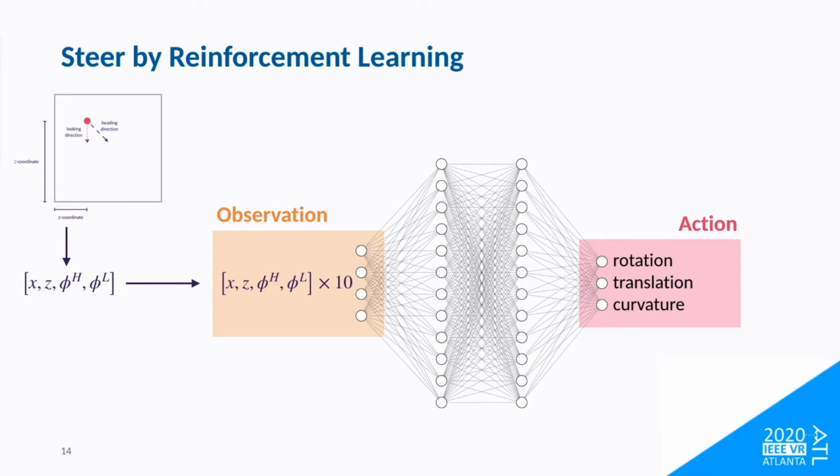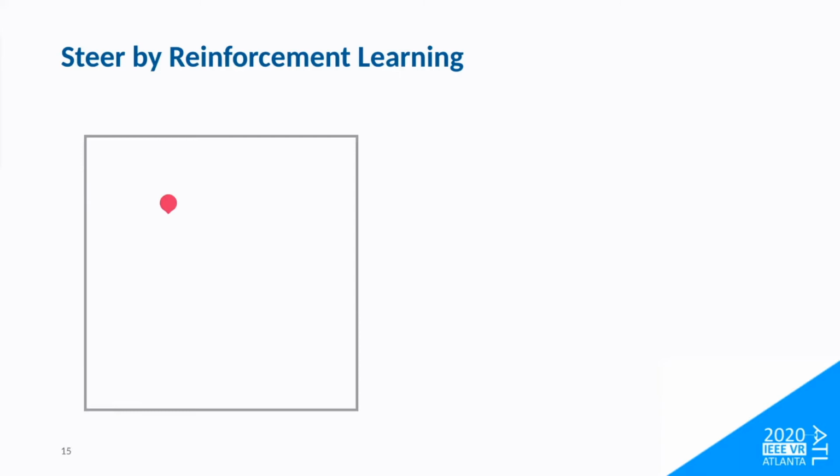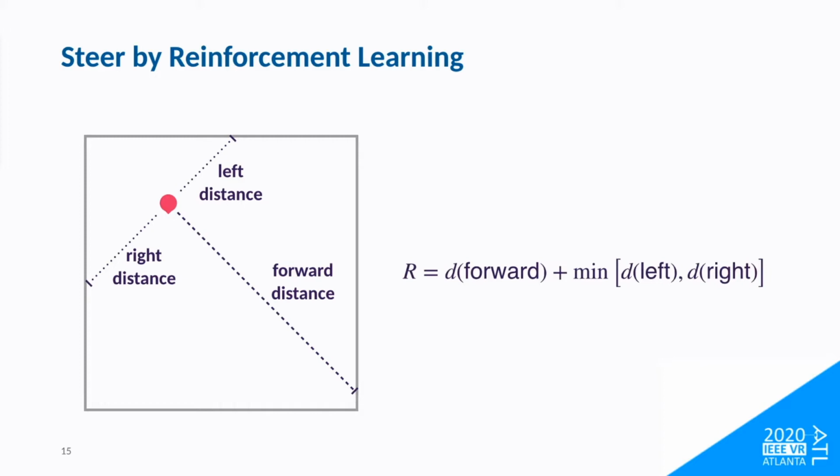The one remaining piece of the reinforcement learning problem is the reward. For our reward, we consider three numbers: the distance between the user and the nearest boundary in the forward direction, as well as at the two sides. Our reward then consists of the forward distance plus the smaller of the left and right distances. This reward function is designed to incentivize having free space in directions that the user is likely about to walk.